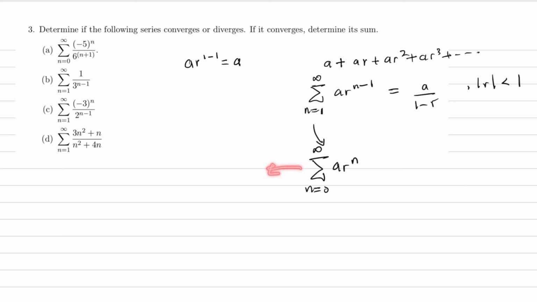Now let's try the first term for this summation here. If n is 0, what are you going to have? AR to the power of 0, which is just A. A times R to the power of 0 is still A. Now you see that they have the same first term.